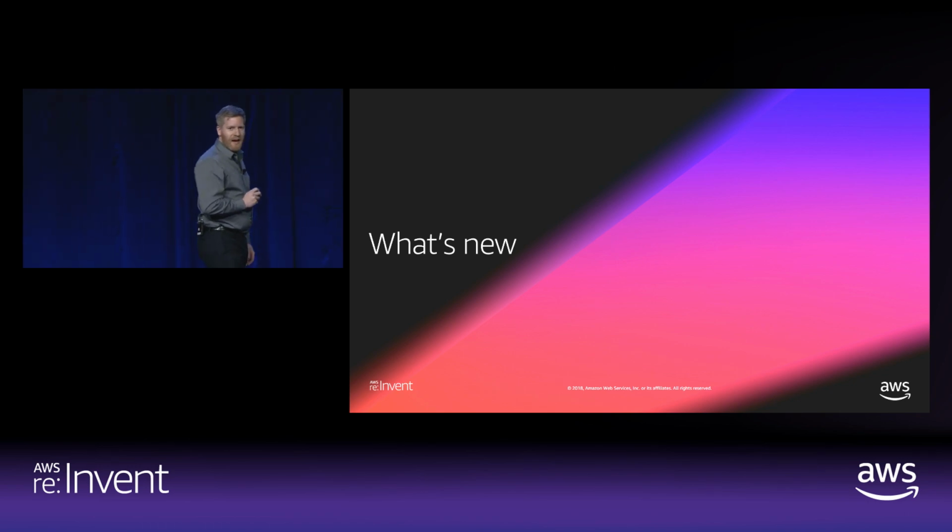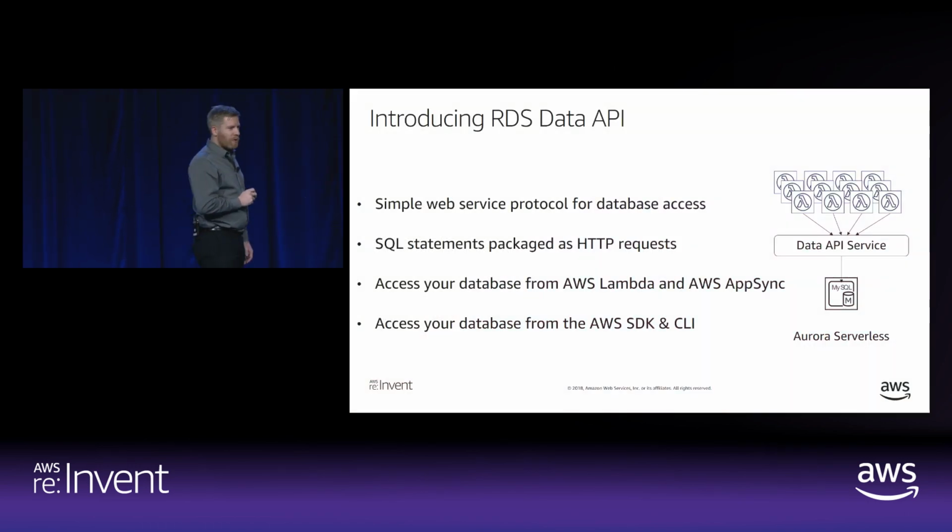The first thing that I'm really happy to share with all of you is what we call the RDS Data API. What the RDS Data API is going to allow you to do is connect to your database without any dedicated JDBC or ODBC connection, without any custom configured driver. You can actually send both queries and mutating operations to your database through a simple web service API protocol. Now, these are actually packaged as HTTP requests. You don't need to worry about connection pooling anymore, and you can really access your database from anywhere now.